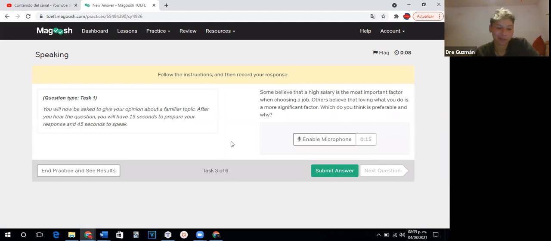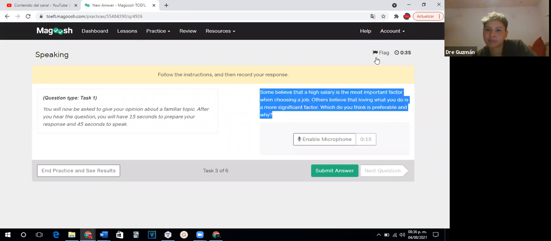aprender cómo funciona tu propio cerebro, kind of like learning hacks through practice. Once you learn how you write down your ideas, cómo haces tú tus apuntes, cuáles son tus ideas principales, and practicing with the time, especially, ponerse su cronometrito and time yourself, it's practice. It's really practice, guys.